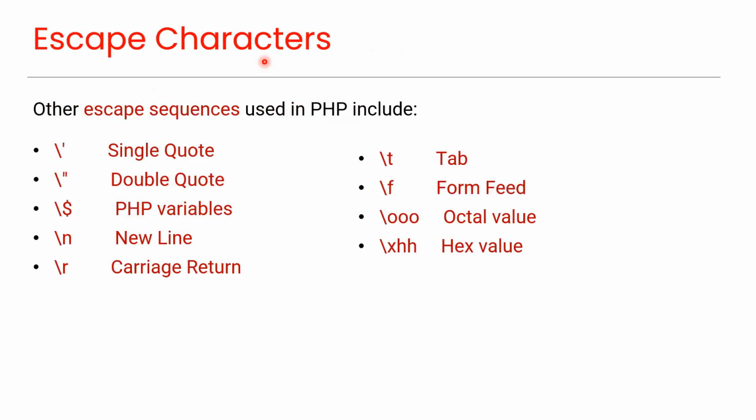Escape characters. Other escape sequences used in PHP include single quote, double quote, PHP variables, new line, carriage return, tab, form feed, octal value, and hex value. This was all about strings and string manipulation functions in PHP.